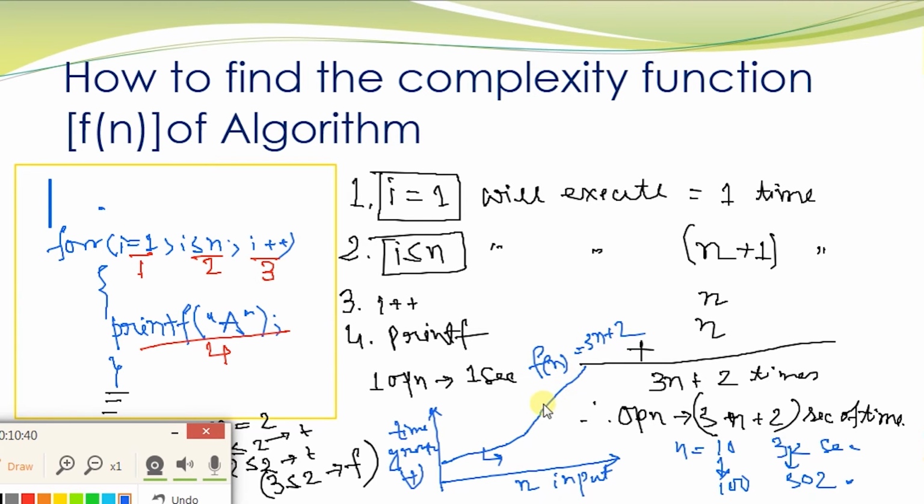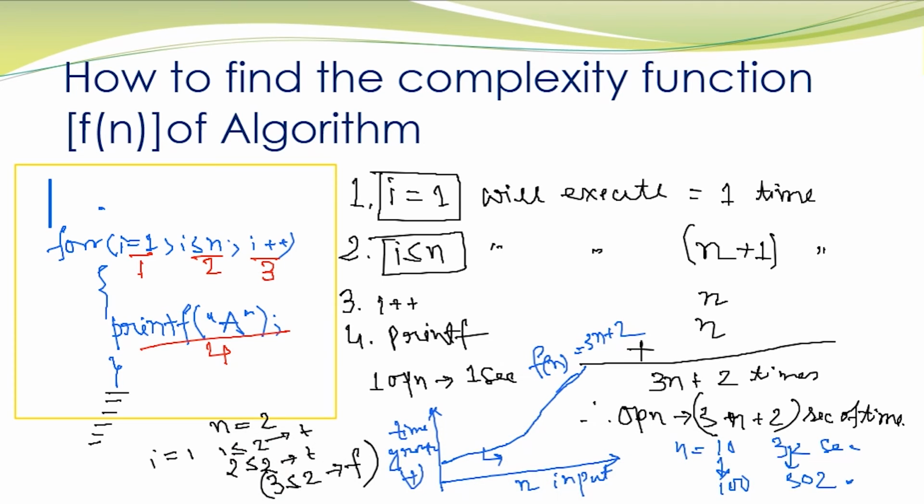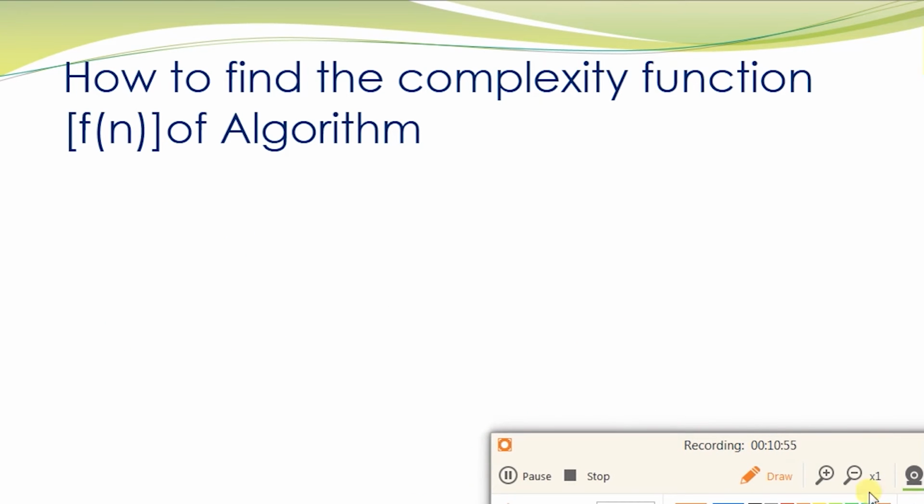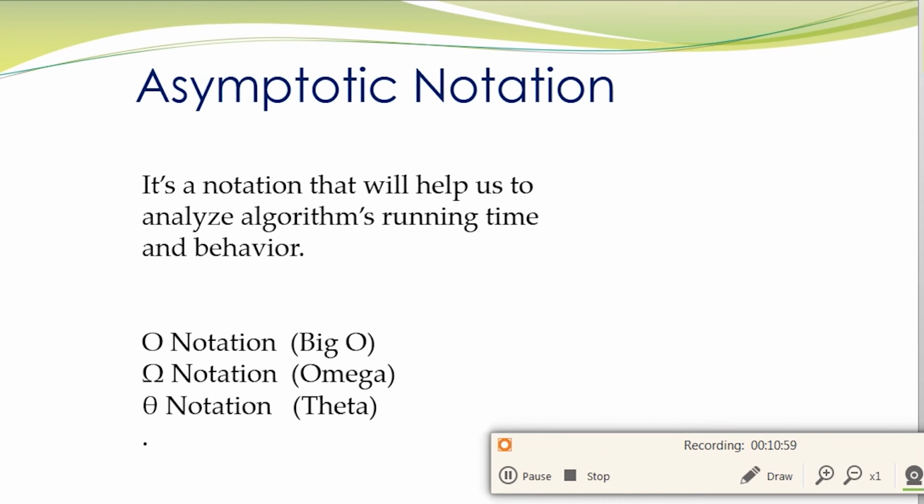Okay, so now let me go to the next slide. Now we'll explain what the asymptotic notations are. Just before, we explained what the complexity function of an algorithm is, where we had drawn a graph like this. This side is the input n, this side is the time growth t.